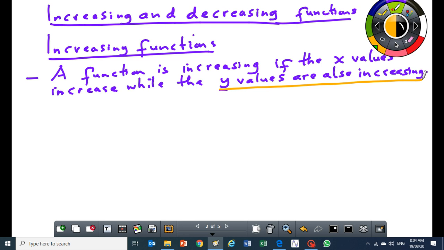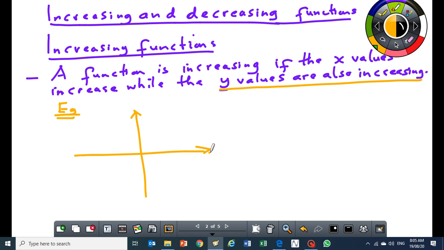Okay, we don't worry much about the x values because we know that that's the input, so it has to increase. But the output can increase or decrease. If the output, which are the y values, are decreasing, then we have a decreasing function. Like for example, if I give you a straight line, a graph, okay, generally you need to have a graph for you to see that the function is increasing or decreasing.